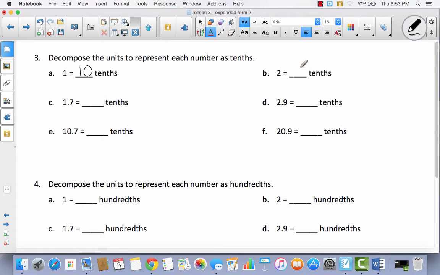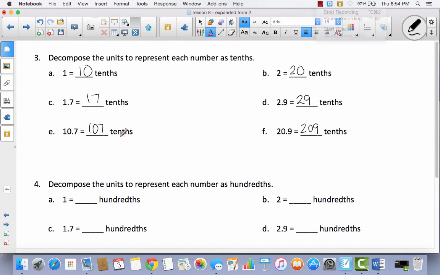2 wholes is equal to 20 tenths. Well, 1 whole and 7 tenths is equal to 17 tenths. Are you seeing the pattern? 2 wholes and 9 tenths is equal to 29 tenths. See if you can do E and F all by yourself. Pause the video and then come back.